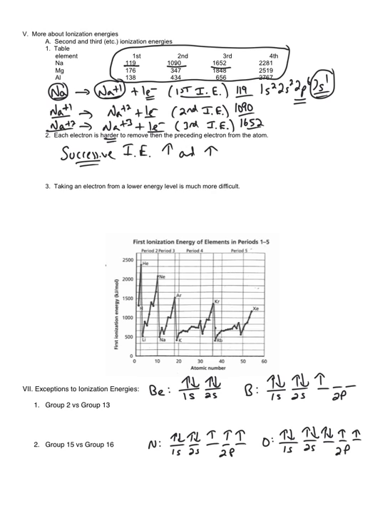119, 1090, 1600, 2200. Look at aluminum. 138, 434, 656, 2767. Every ionization gets larger and larger. Taking an electron from the lower level is always much more difficult.